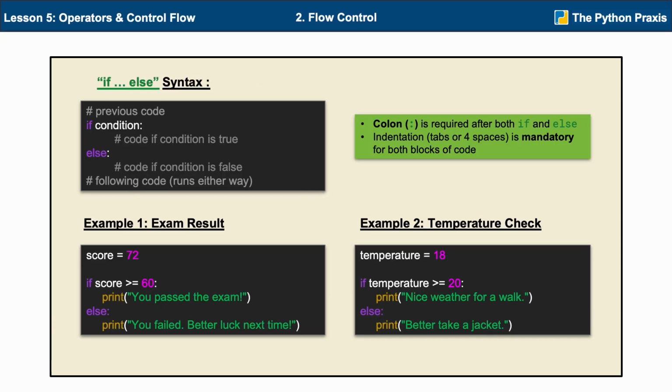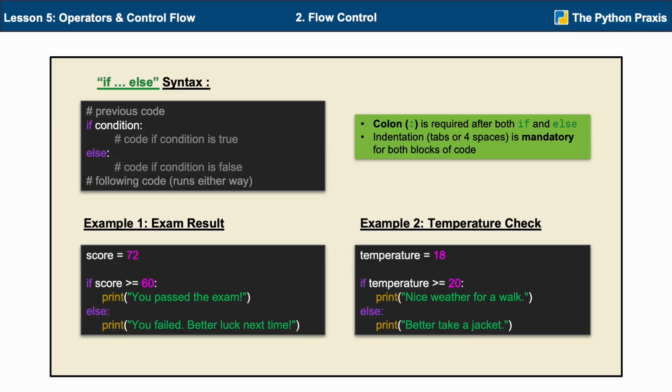The syntax of the if-else statement is as follows. We start the line with if, and then we write the condition. A colon after the if condition is mandatory. In the next lines after the if, we place the block of code that will only run if the condition is true. These lines of code that are inside the if and will run only if the condition is true must be indented, either with tab or 4 consistent spaces.